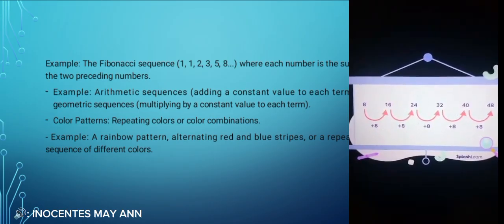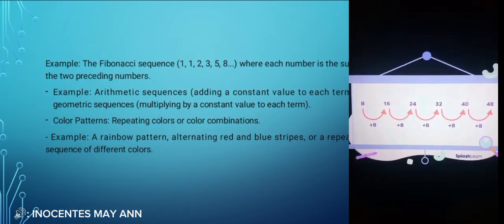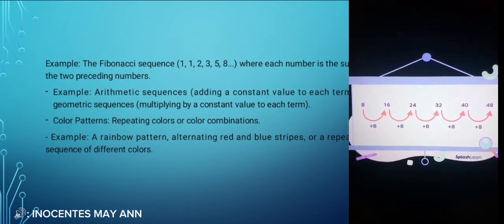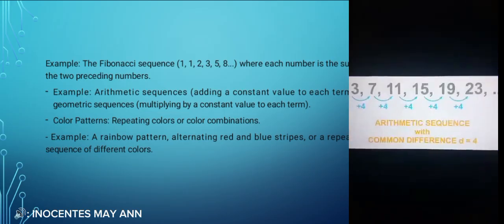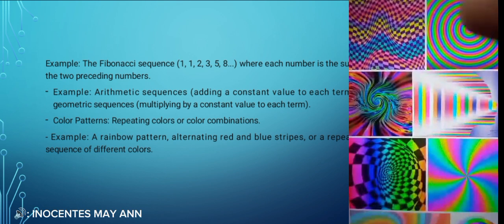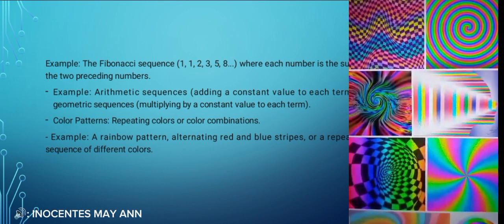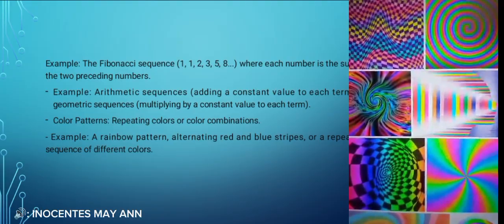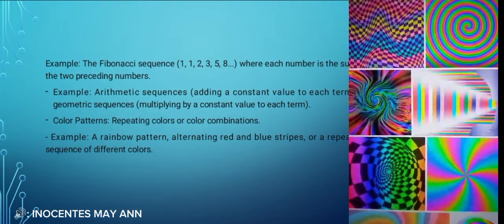Color patterns, repeating colors or color combinations. Example, a rainbow pattern, alternating red and blue stripes, or a repeating sequence of different colors. Like these pictures. We have this swirl-like illustration, this spiral illustration.